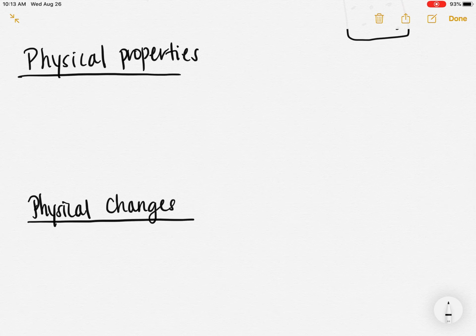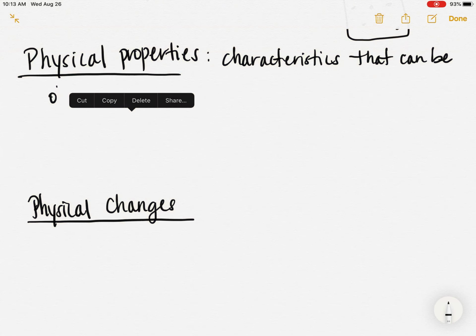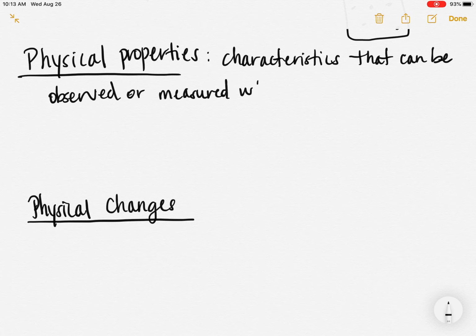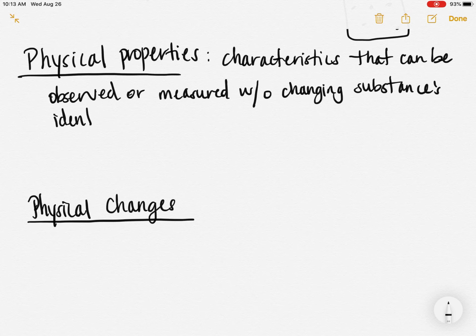All right, onward. We're going to talk about physical properties. So physical properties are characteristics that can be observed or measured without changing the substance's identity.